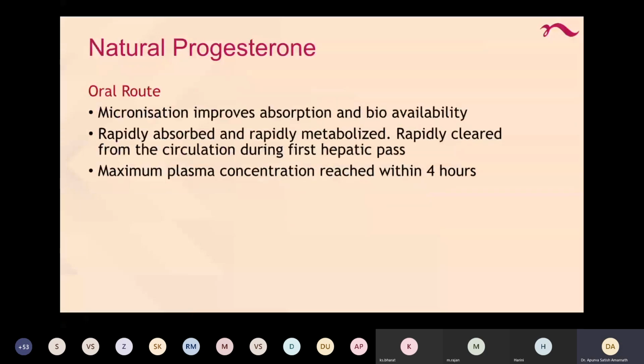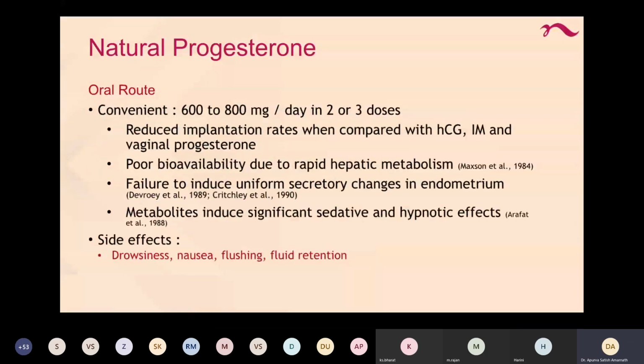For natural progesterone, if the oral route is used, micronized progesterone is what is available. This improves the absorption and bioavailability. It is also rapidly metabolized, so it is rapidly cleared from the circulation during first hepatic pass. So the maximum plasma concentration is reached within 4 hours. The only reason it is really used is because it is convenient. 600 to 800 milligram per day in 2 to 3 doses, but it's never used as a single route.